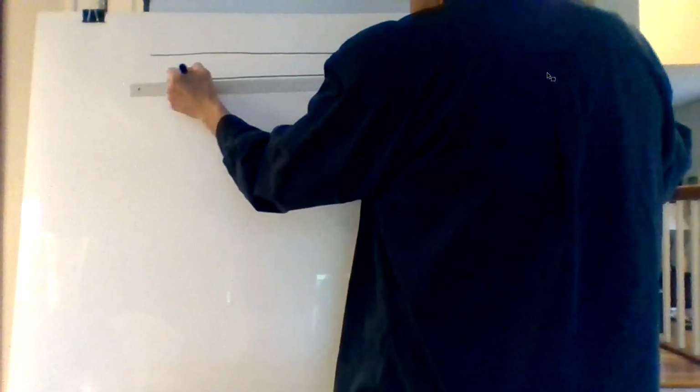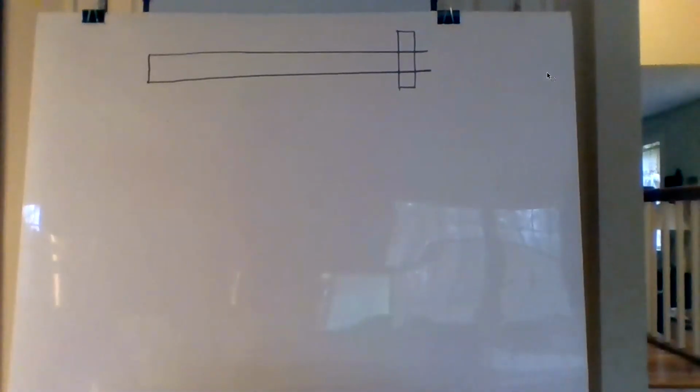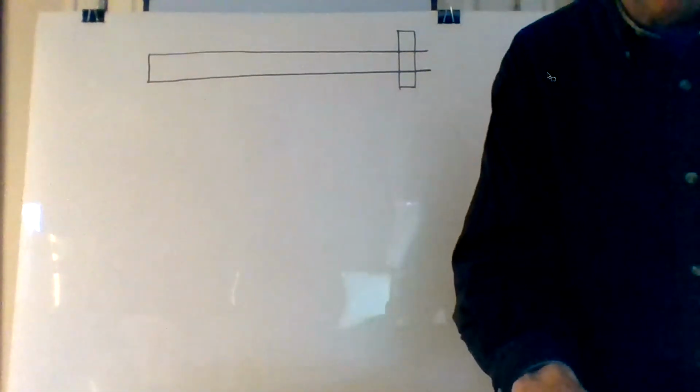Okay, so I'm going to draw this. I'll try to draw it neat. That's going to be what they call a fixed end reaction. This is a free body diagram. What's the load at the end? 2,000 pounds.